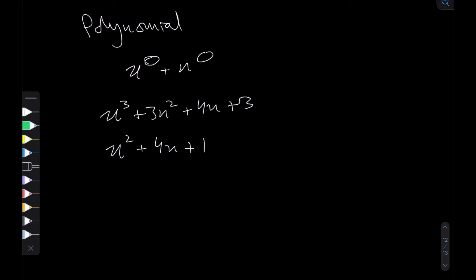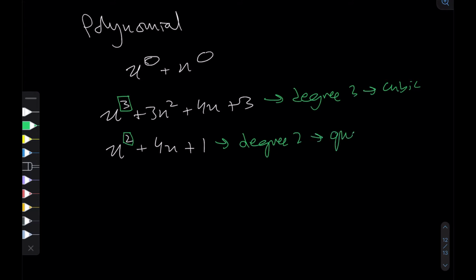Now, in a polynomial, there's a certain x whose power is the highest, and the highest power of x is the degree. So in this case, this is a degree 3 polynomial, or we also call this a cubic, right? Here the highest power is 2, so this is a degree 2 polynomial, and we call this a quadratic, and this is what we will talk about.